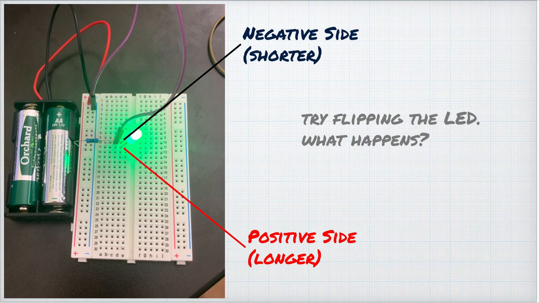Here we can see that we have built a simple circuit that contains a lit LED. The current travels from the positive side of the battery through a resistor, through the LED, through a jumper cable, and back into the negative side of the battery. If we flip the LED around, you can see that the LED will not light up. This is because the LED is a diode and current only flows in one direction through a diode.